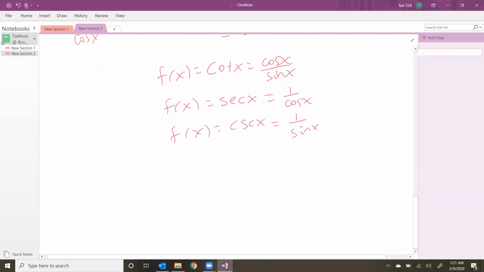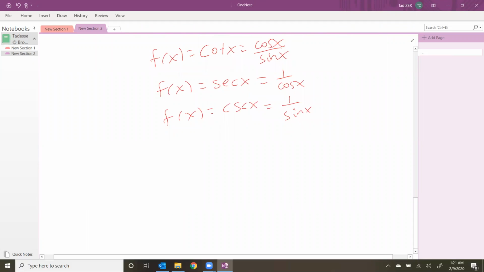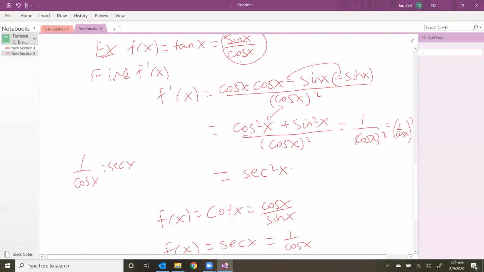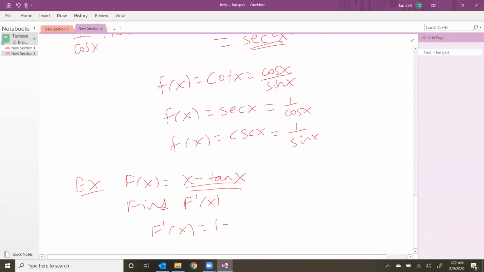Another example: let's say I have f of x equal to x minus tan x. Now find f prime at x. This is the difference of two functions. So f prime at x becomes the derivative of x, which is 1, minus the derivative of tan x. We know that the derivative of tan x is sec square x. So the answer will be 1 minus sec square x.